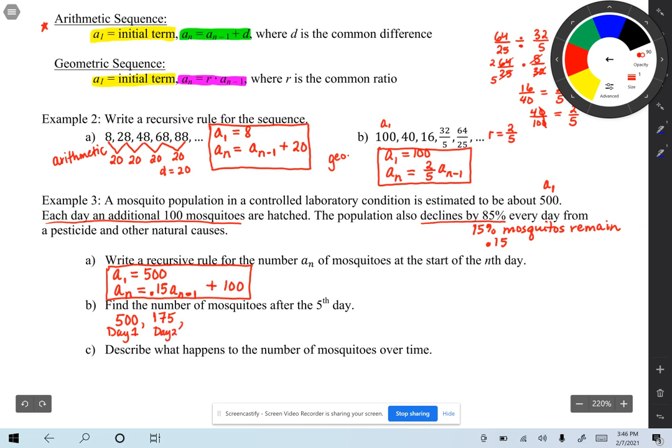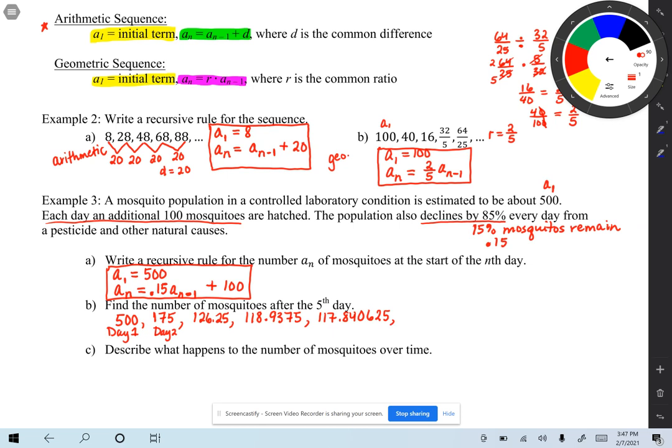For day 3, you take the 175, multiply it by 0.15, add 100, and you get 126.25. For day 4, take 126.25, multiply it by 0.15, add 100, and you get 118.9375. Okay, it asks us for the 5th day. Now take that number, 118.9375, multiply it by 0.15, and add 100. You get 117.840625.